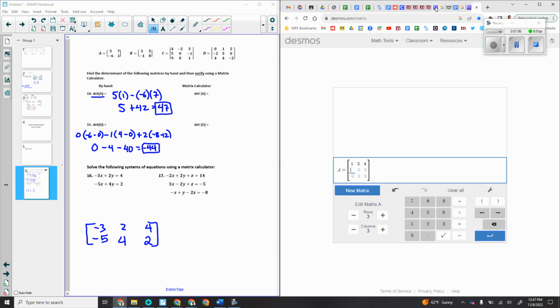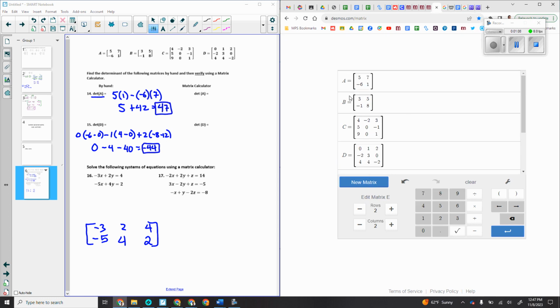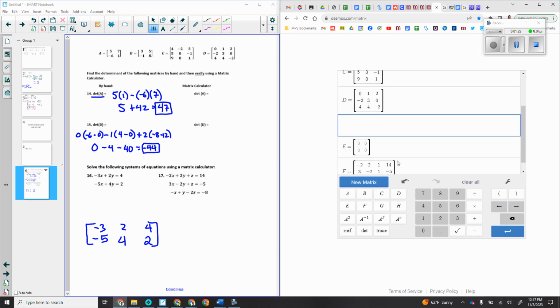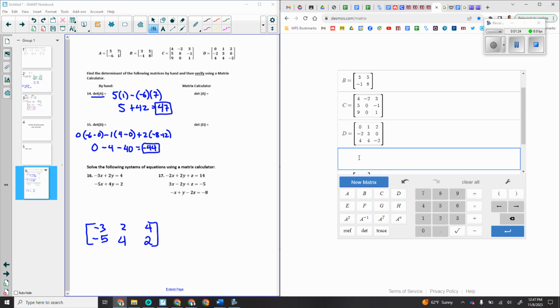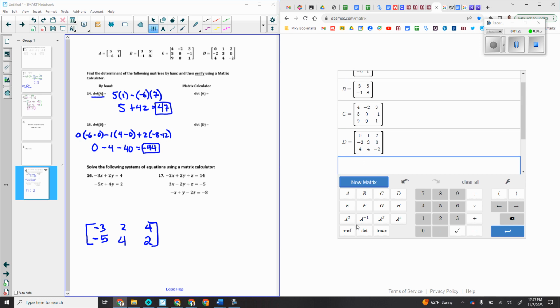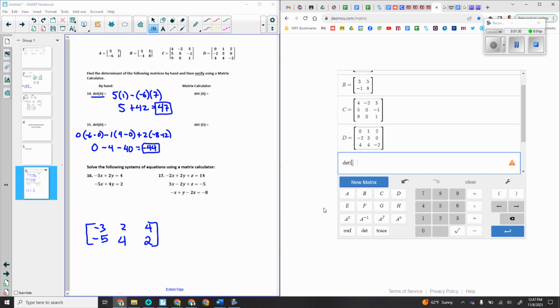and then you can just type in the elements as you go. All right. However, for this one, I went ahead and typed in A, B, C, and D already into the matrix calculator. And what we want to figure out here is, again, the determinant. So let's open up a new box here. There we go. And in this one, I'm going to hit this DET. That stands for determinant.